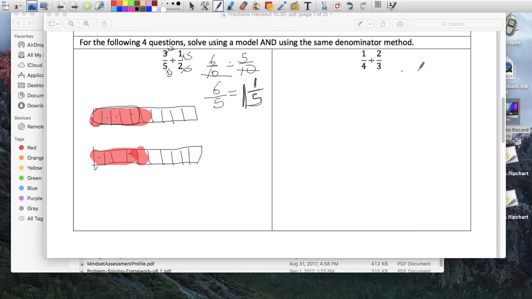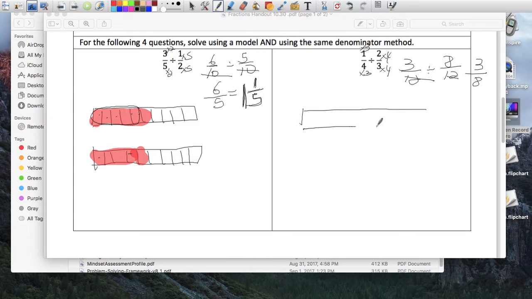LCM, here's 12. Times 3 on top is 3, times 4 on top is 8. Cross this out. We're going to get 3 out of 8. That's the final answer. So again, let's draw this out.